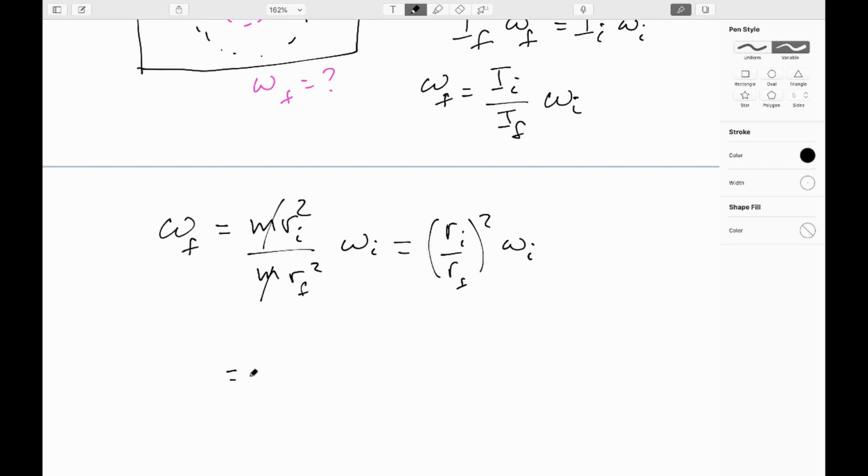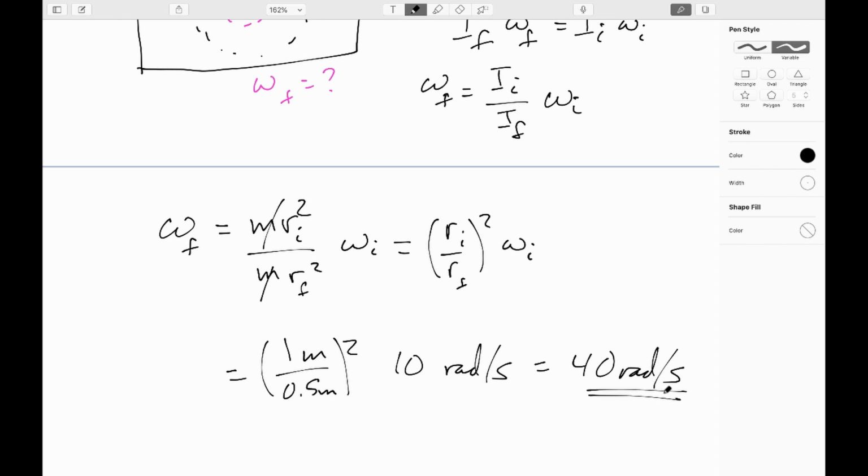All right. And so then we have 1 meter over half a meter, squared, times 10 radians per second. Well, this is just 2. Squared is 4, times 10 is 40 rad per second.